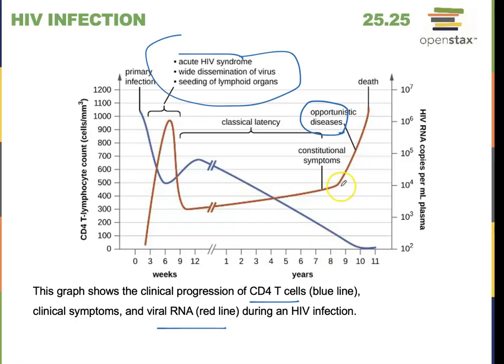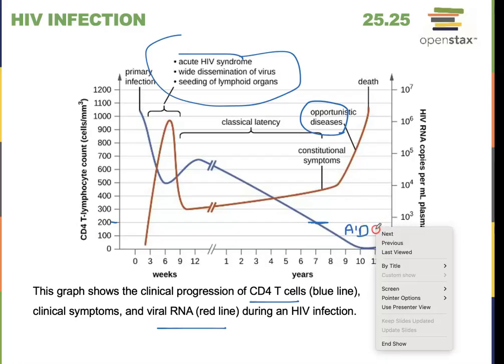After the latency period, you're going to have a huge increase in the viral load because your CD4 count is so decimated at this point. And so you're going to have death. So if you look at the CD4 count here at 200, if you reach 200 and under, this is your AIDS, right? So this classifies you as having AIDS.